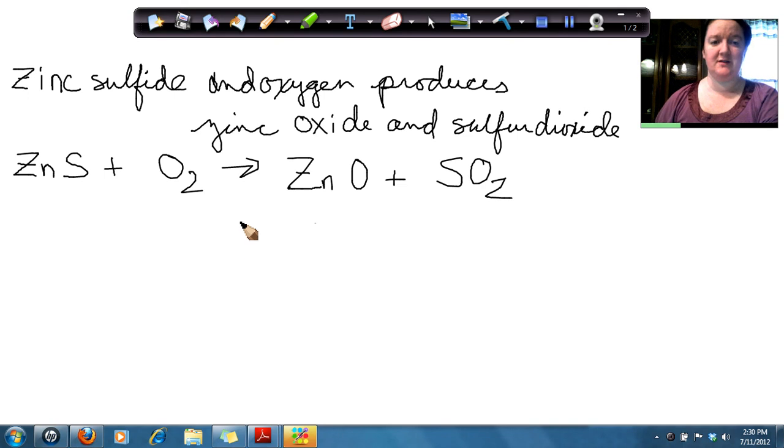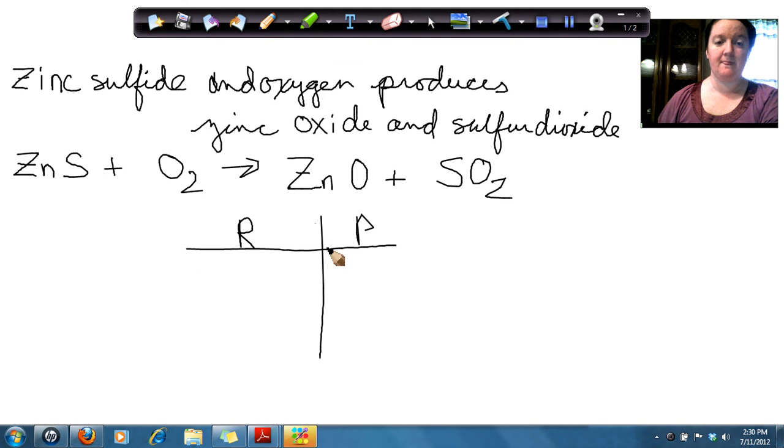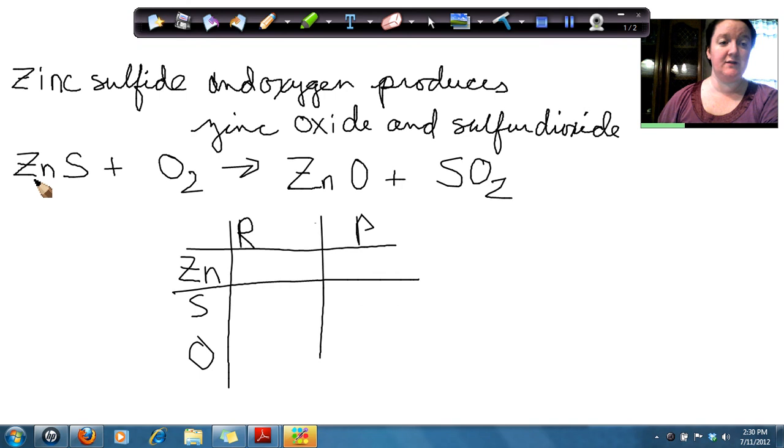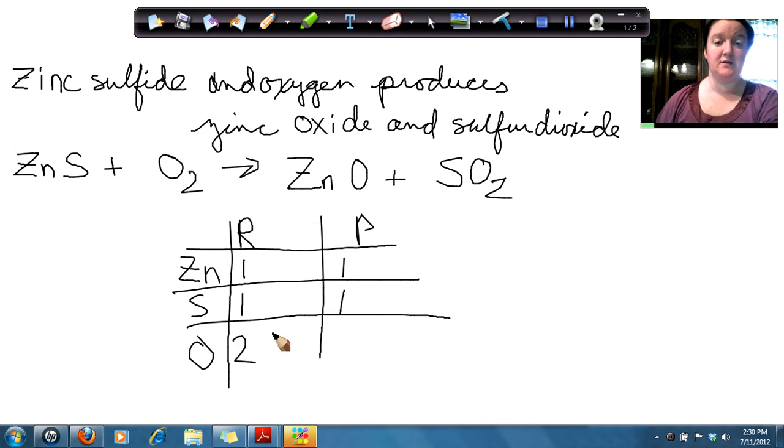So now let's look at balancing our reactants and products. We know that we have zinc to start out with, we have sulfur, and we have oxygen. If we look at zinc, right now we have one zinc on the reactant side and one zinc on the product side. That's good, they're balanced. If we look at the sulfur, we have one sulfur on the reactant side, we have one sulfur on the product side. That's good, they're balanced. And if we look at the oxygen, right now we have 2 on that side, but we have 3 on this side. Well, that's a problem.